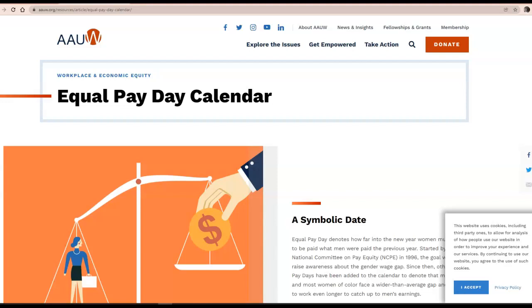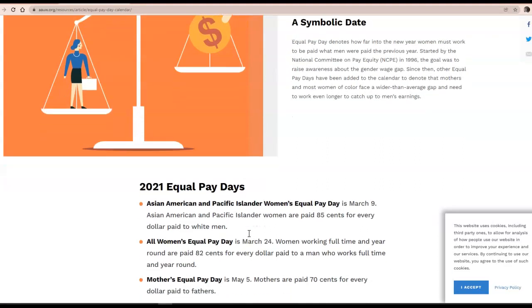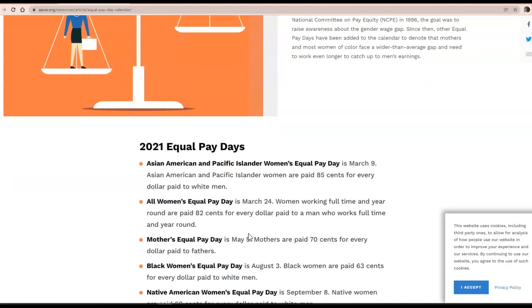But how far into the next year also depends on race and ethnicity. So I have posted a link in the gender section to this piece, the Equal Pay Day calendar. And it explains what Equal Pay Day is. But then if we scroll on down, we can see for 2021 what the equal pay days have been. So basically what this means is how far into 2021 did women have to work to make the same thing that men made in 2020. So taking into consideration what women made in 2020, but then adding to that into 2021, because it takes that much longer for women to make the same thing.